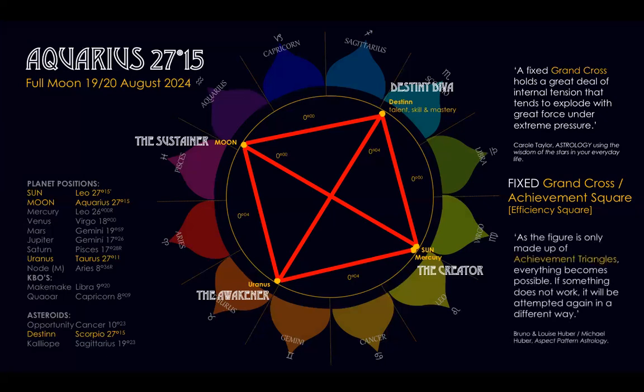And then from the aspect pattern astrology, this is called an achievement square rather than a grand cross or an efficiency square. And it's made up of achievement triangles. And what I love is that it says because it is made up of achievement triangles, everything becomes possible. And if something doesn't work, then you'll do it again.